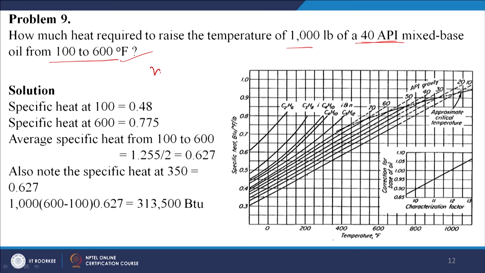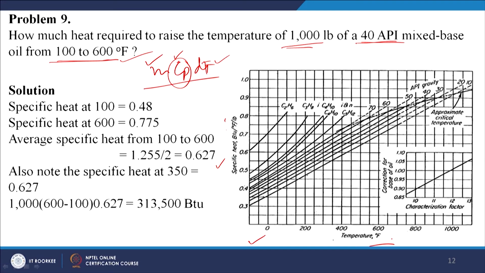So, mCpdT, that formula we will be using, mass into Cp into temperature difference. So, temperature difference in this case 100 to 600 degree. So, 600 minus 100 we will get, and then Cp we have to calculate, and mass is given 1000 lb. So, how can we get the average Cp? That is the most important part, and that can be determined by a graphical method. Some graphs are available as shown here. The specific heat in BTU per degree Fahrenheit per pound, and here temperature in Fahrenheit.